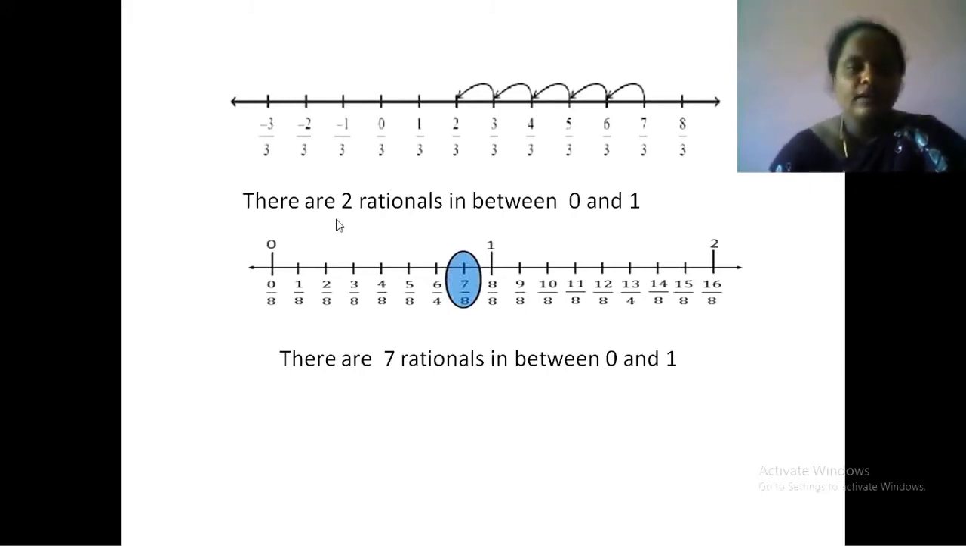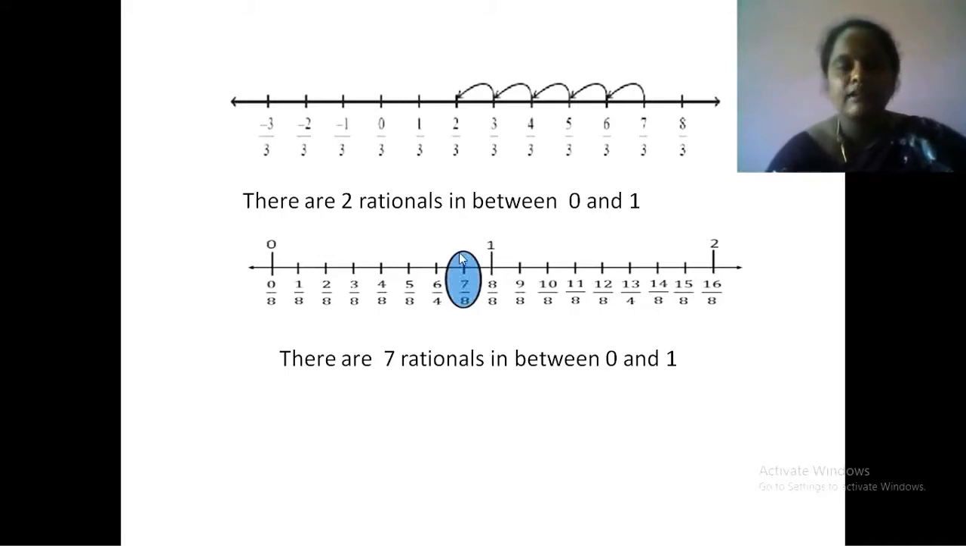What if we take some other denominator, 8? Here, 0 by 8 is there, and immediately after that we can write how these numbers are written on the number line. Just observe, 0 by 8, next number is 1 by 8, next 2 by 8. The same denominator will be there, only the numerators will change. So 0 by 8, 1 by 8, 2 by 8, 3 by 8, 4 by 8, 5 by 8, 6 by 8, 7 by 8, 8 by 8, 9 by 8, it continues like this.